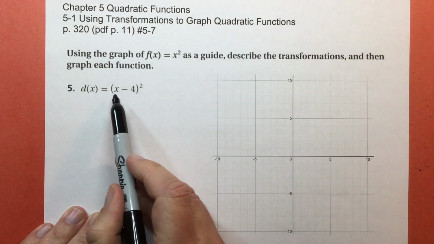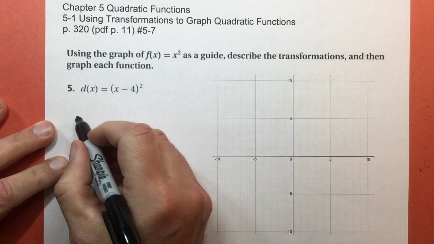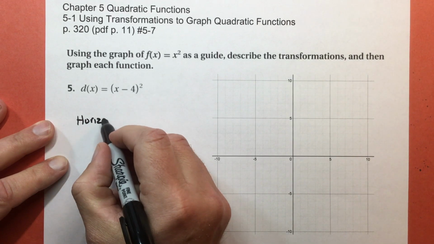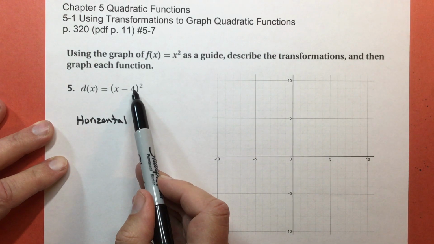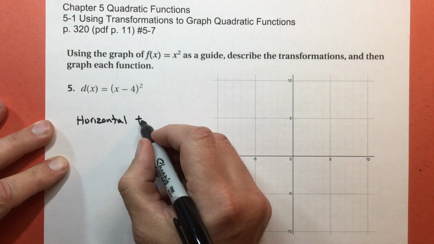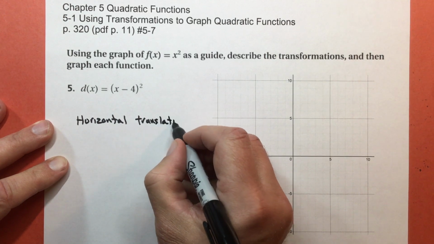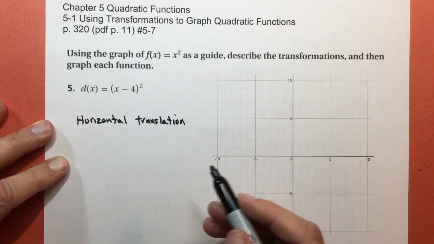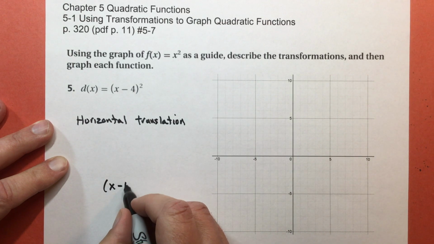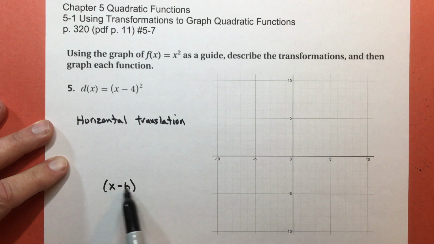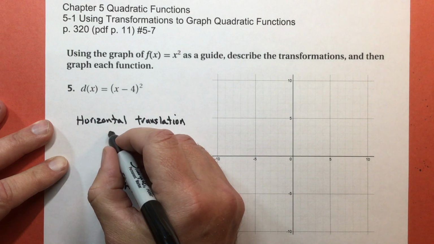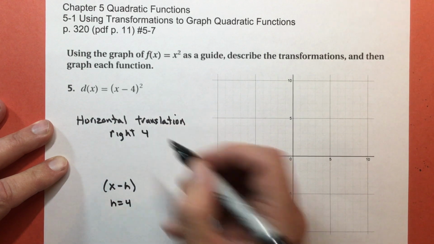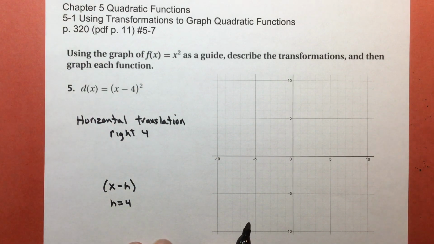So, I have parentheses. Remember, when you have parentheses, it is a horizontal translation. What's happening inside the parentheses? I'm subtracting 4. That matches up with translations. This is a horizontal translation. The horizontal translation, I always see the x subtract h. So what am I subtracting that looks like x subtract h? In other words, what is my h? My h equals 4, positive 4. So this means I'm going to go to the right 4 spaces. And there's no other change here.